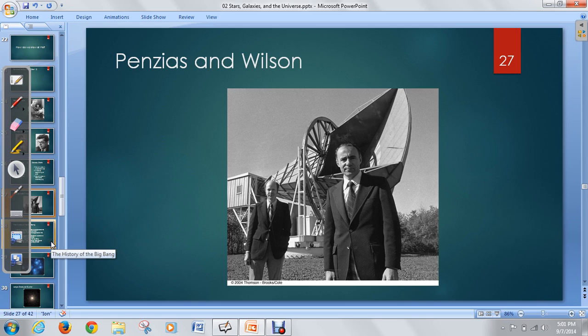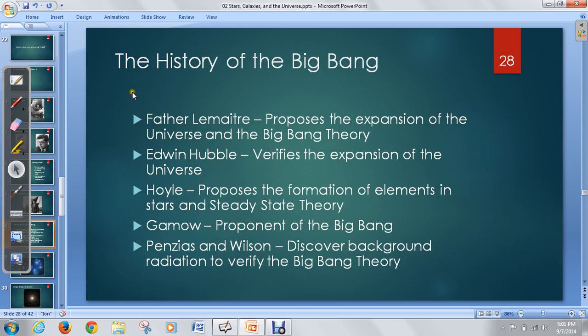So here are some points to remember about the history of the Big Bang. There's a man by the name of Father Lemaitre who proposed the expansion of the universe and the Big Bang theory. There was Edwin Hubble who verified the expansion. There was Hoyle who proposed steady state theory. There was Gamow who was a proponent of the Big Bang. And there's Penzias and Wilson who discovered background radiation to verify the Big Bang theory.